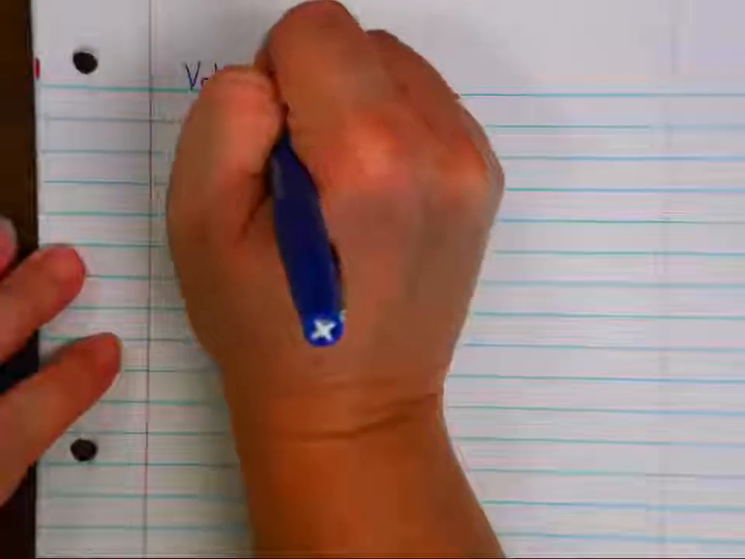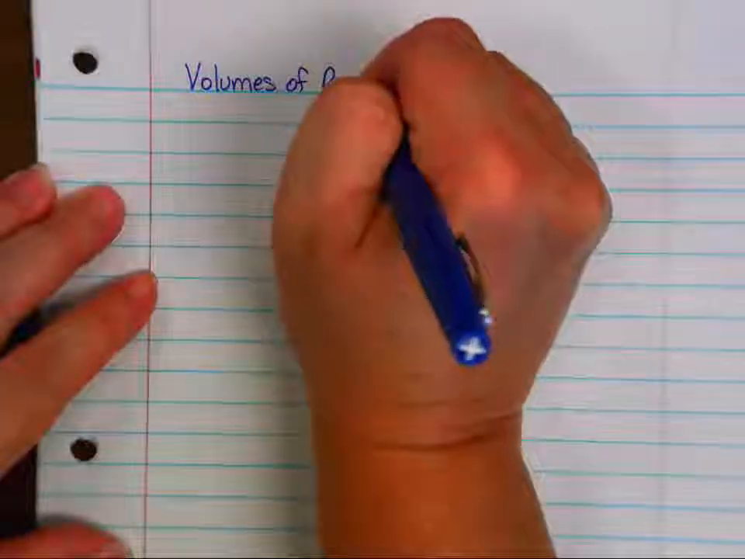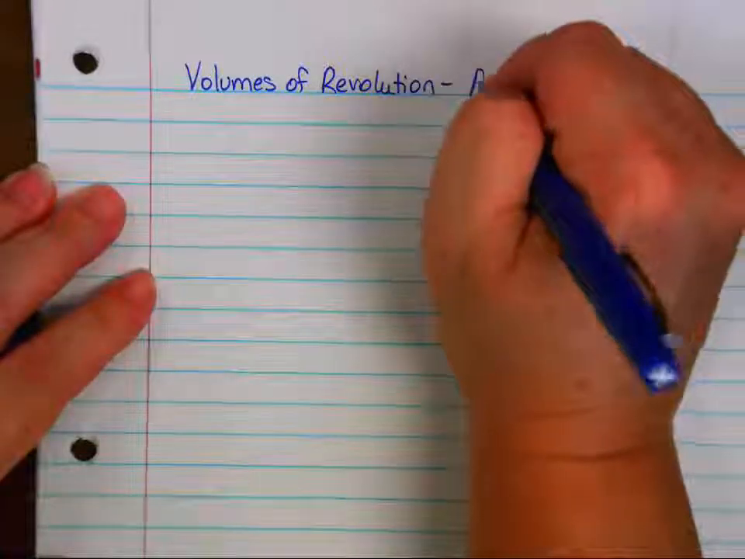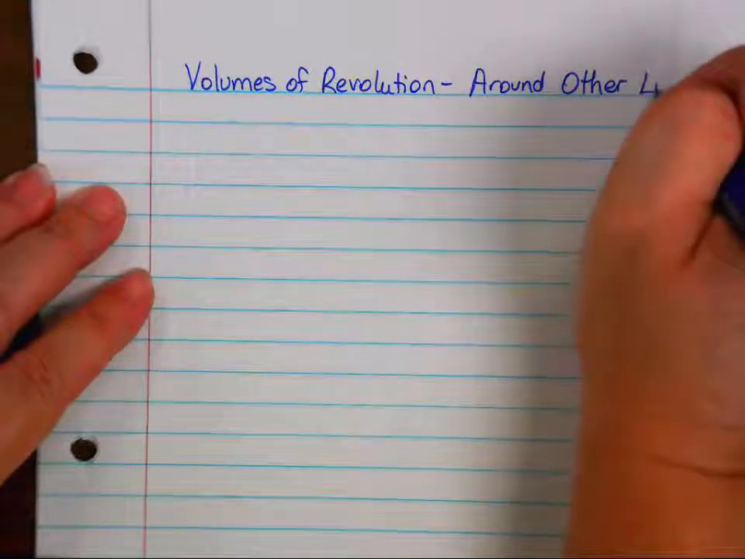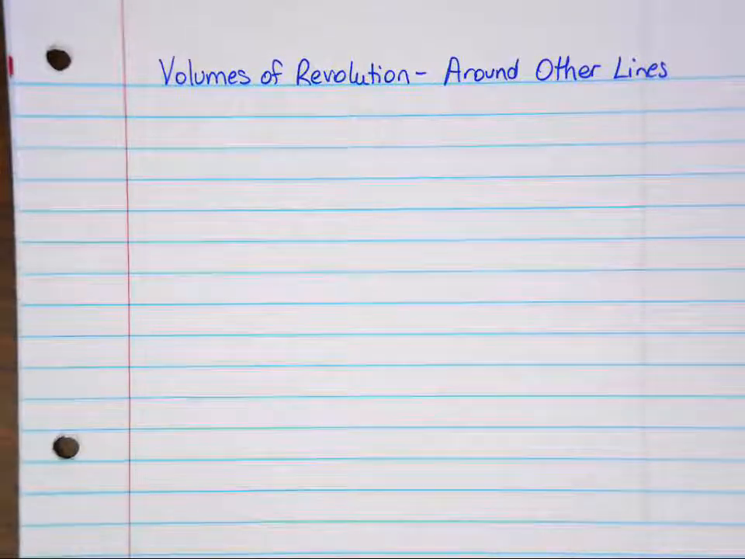Today we are going to be speaking more about volumes of revolution, but we are going to be focusing on revolving around other lines, other than the X or the Y axis. Monday we talked specifically about how to revolve something around the X axis and around the Y axis. Today we're revolving around other horizontal and vertical lines.